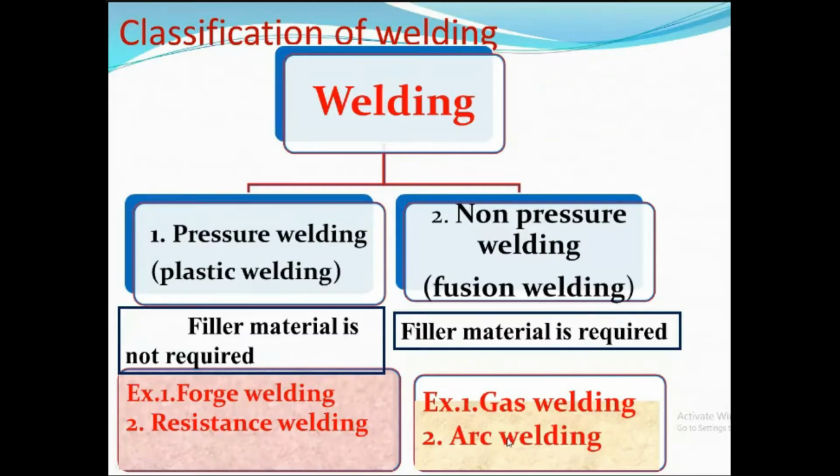Filler material is not required. In case of pressure welding, no filler material is required. For example, spot welding, resistance welding, or forge welding are examples of pressure welding. In non-pressure welding, filler material is required.